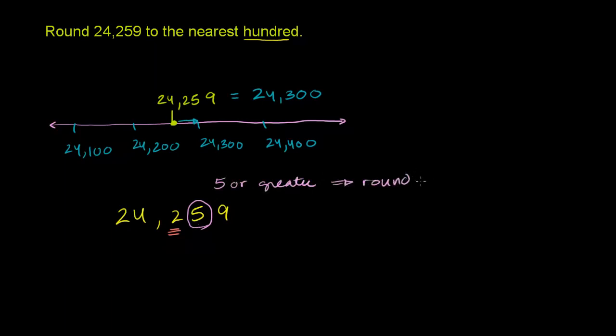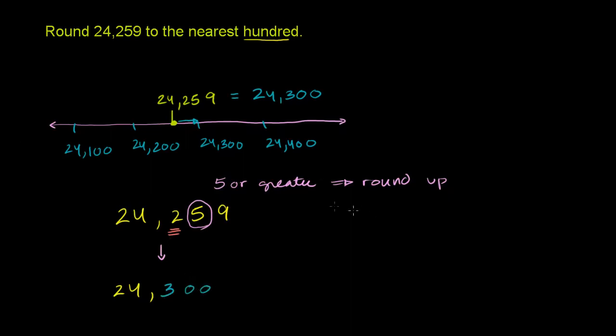In this situation it is 5, so it is 5 or greater. Rounding up means we write the 24,000, and since we're rounding up, we make the 2 into a 3. We increment it by 1. So it's 24,300. That's what we mean by rounding up.